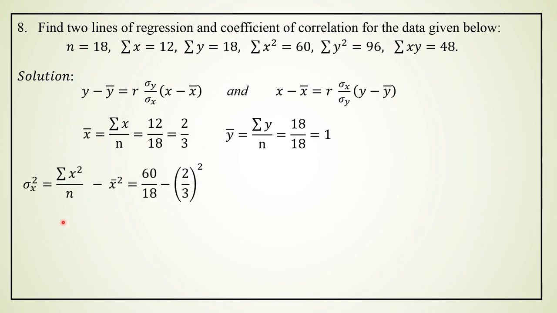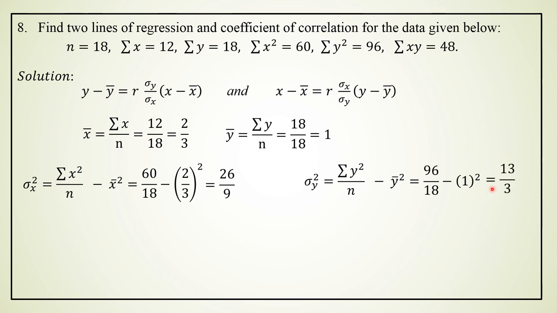Then sigma x square is given by the formula summation of x square divided by n minus x bar whole square. Sum of squares of x is given by 60. So 60 by 18 minus 2 by 3 whole square, which is equal to 26 by 9. Similarly, sigma y square is equal to summation of y square divided by n minus y bar whole square, which is equal to 96 by 18 minus 1 square, that is equal to 13 by 3.